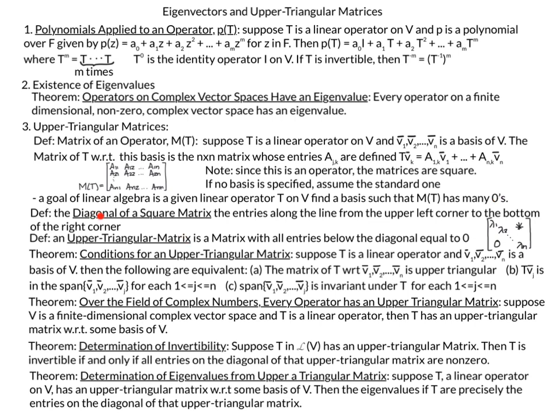So first we have the definition of the diagonal of a square matrix, and those are the entries along the line from the upper left corner to the bottom right corner. So here is an example of a matrix. From this upper left corner to the bottom right corner, we have these scalar entries, lambda 1, lambda 2, lambda n. And it is no coincidence that we use the same notation, the lambdas, as we did for eigenvalues, but we'll see that later.